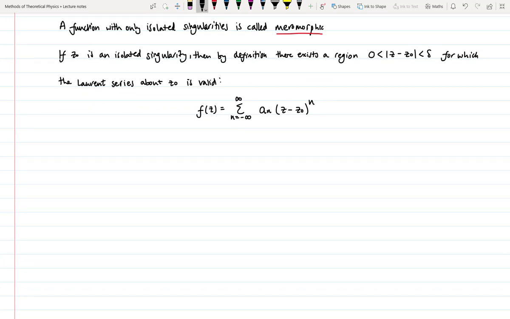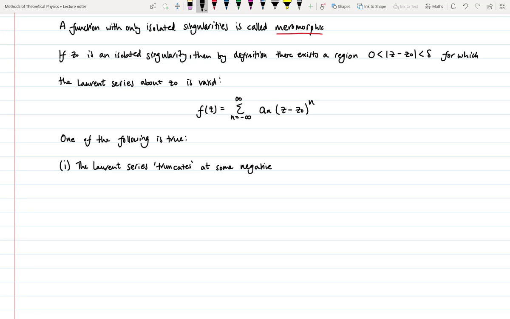Now we can characterize the singularity using its Laurent series in one of two ways. So for the Laurent series, one of the following statements is true. First of all, the Laurent series that we've obtained from our function when expanded about the singularity at z0, the first possibility is that our Laurent series truncates at some negative finite integer.